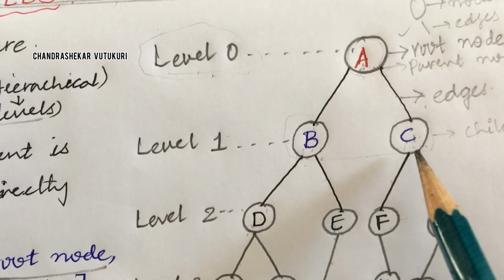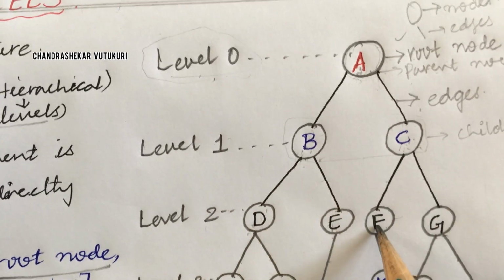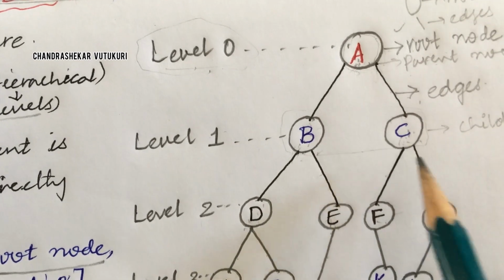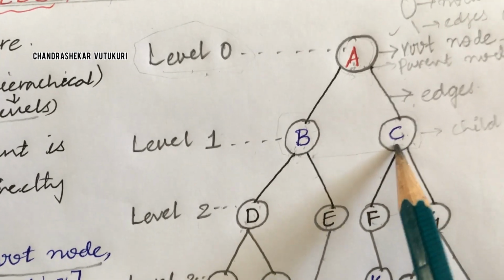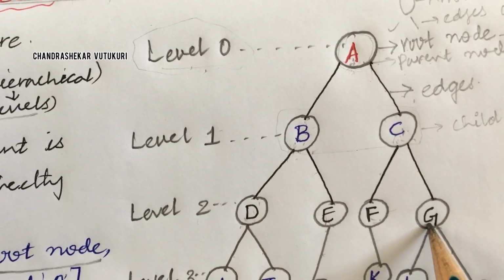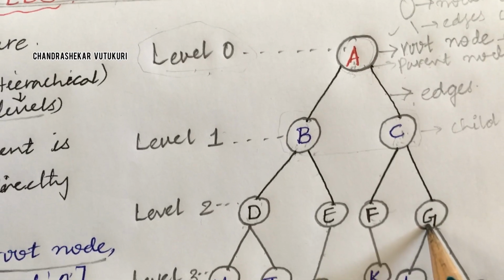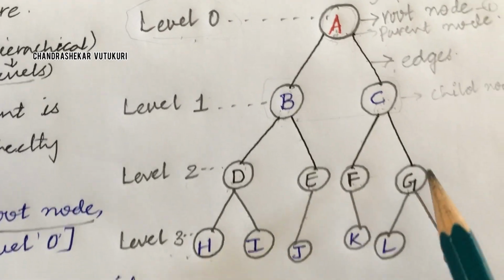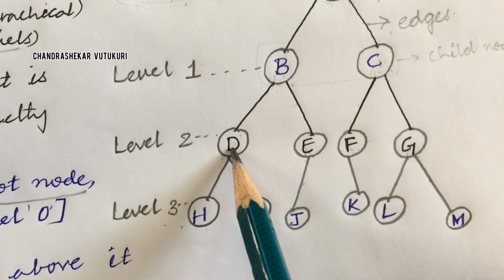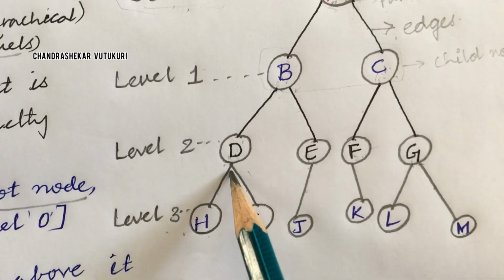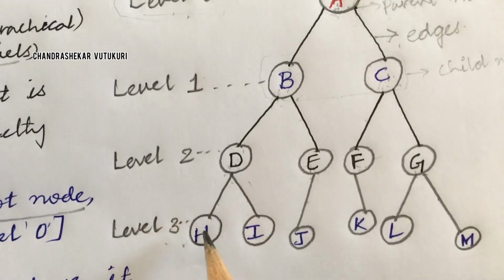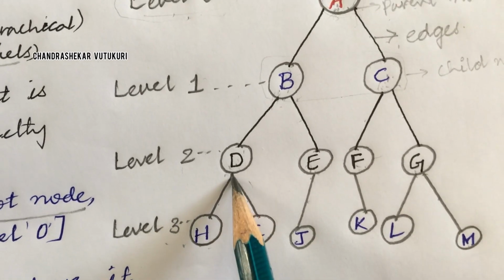Similarly, C is also a parent of F and G, but not the root node. If you look here, C has 2 children, so F and G are said to be child nodes, dear students. Later, if you look here, again D is also having 2 children, so D is also a parent node when considering H and J are its children.